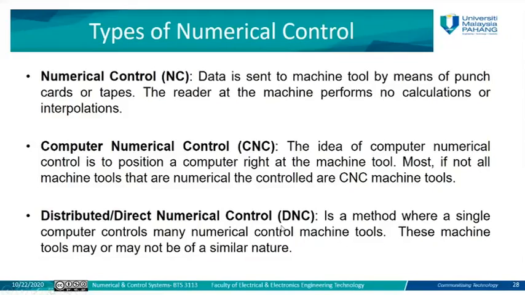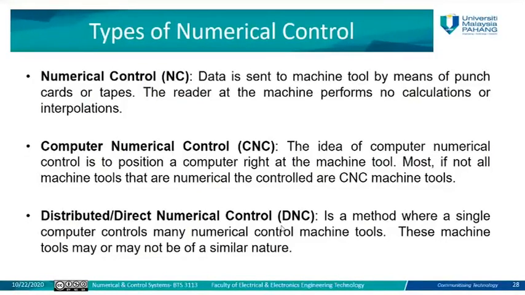In this case, the idea of computer numerical control is to position a computer right at the machine tool. So you have a machine for drilling, machine for milling, machine for turning, any type of manufacturing machine. You attach one computer to this machine, so the computer will perform the control on this machine. You write the coding by using the computer and send the code to the machine through an interface between the computer and the machine.